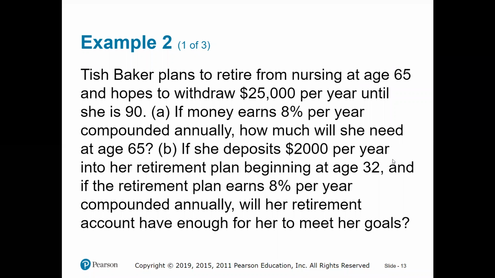All right, let's look at example 2. Tish Baker plans to retire from nursing at age 65 and hopes to withdraw $25,000 per year until she is 90. If money earns 8% per year compounded annually, how much will she need at age 65? If she deposits $2,000 per year into her retirement plan beginning at age 32, and if the retirement plan earns 8% per year compounded annually, will her retirement account have enough for her to meet her goals?